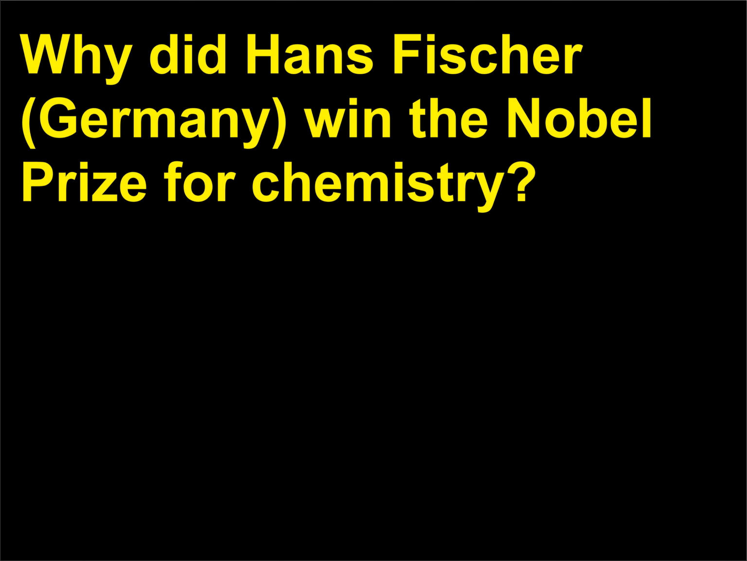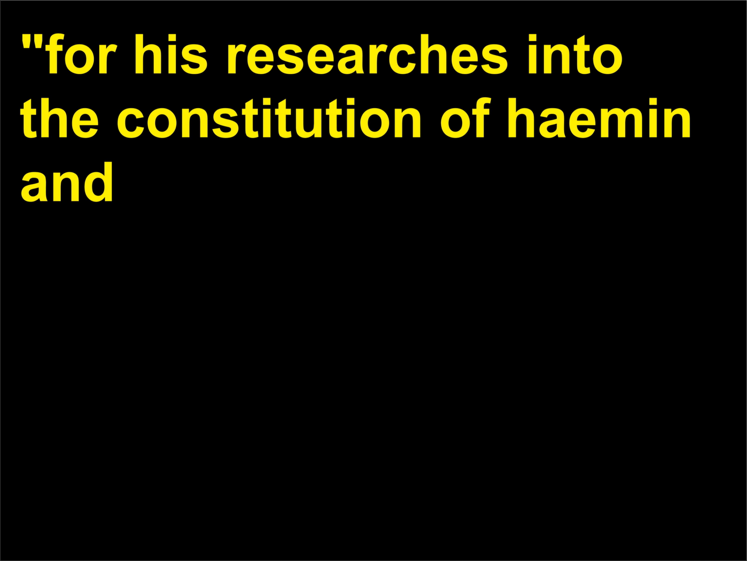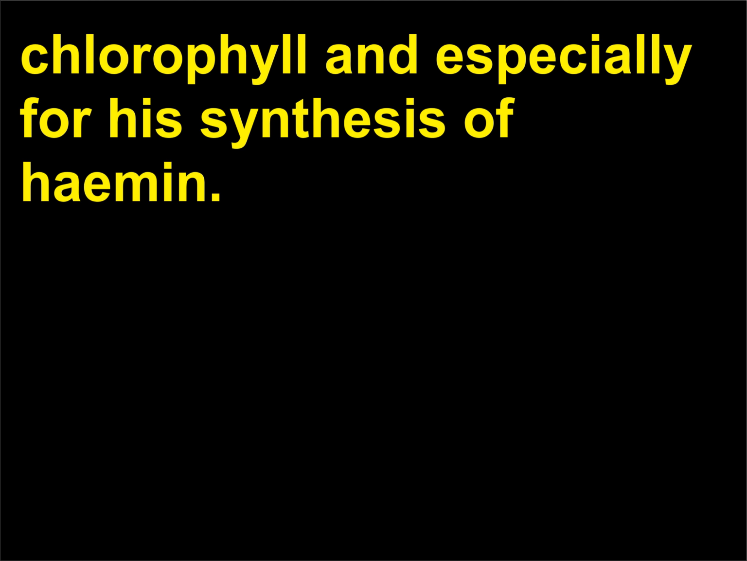Why did Hans Fischer, Germany, win the Nobel Prize for Chemistry? For his researches into the constitution of hemin and chlorophyll, and especially for his synthesis of hemin.